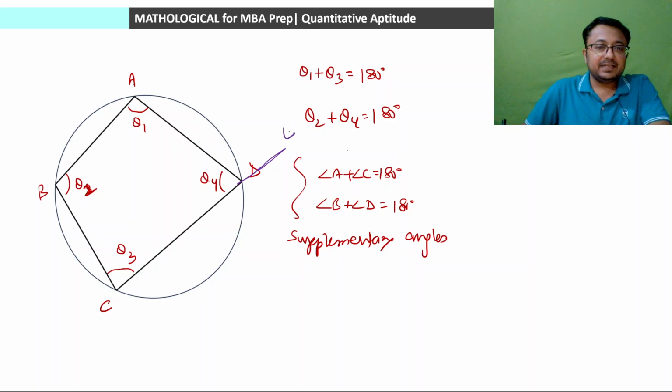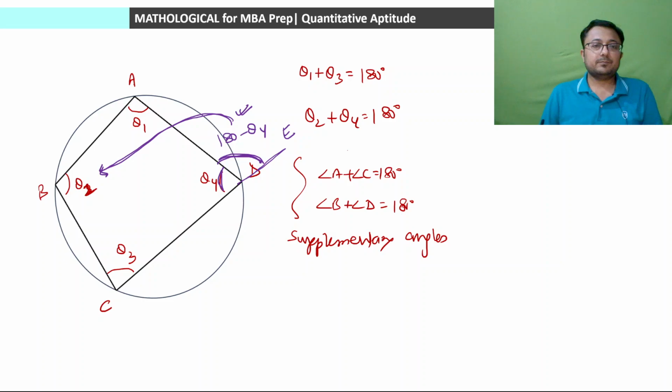If you extend line CD to E, what will be the value of this angle? Since theta 4 plus this angle is supplementary, as it is a linear pair, this will be 180 degrees minus theta 4, or we can say that this angle will be equal to this angle. That is also an important property of a cyclic quadrilateral: the external angle is equal to the opposite interior angle, that is angle B. Is that part clear? Angle ADE will be equal to angle ABC.